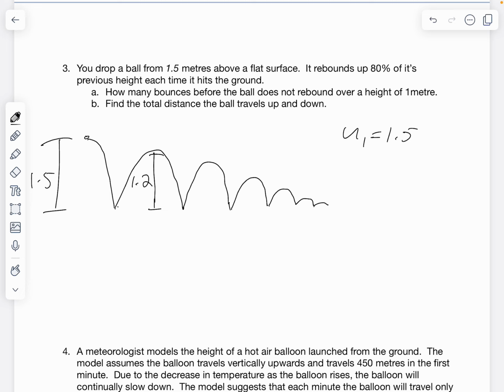It gets a little complicated, though, because it bounces, it goes down and it goes up. The first time it only goes down. The second time it goes up and down, and it does that every time forever. That's going to come in handy for part B.